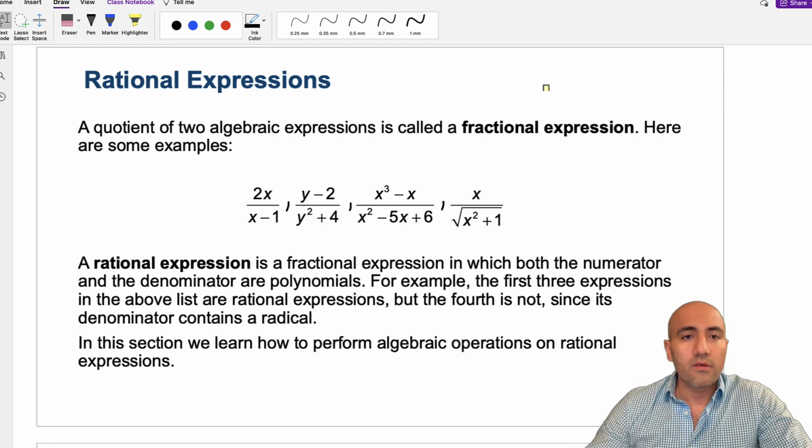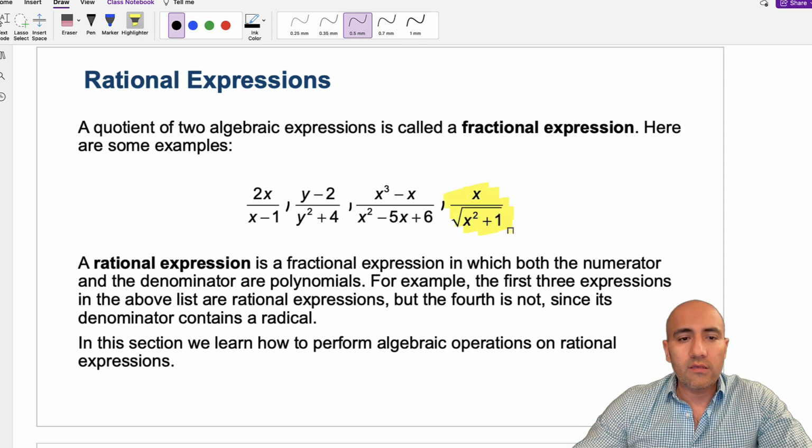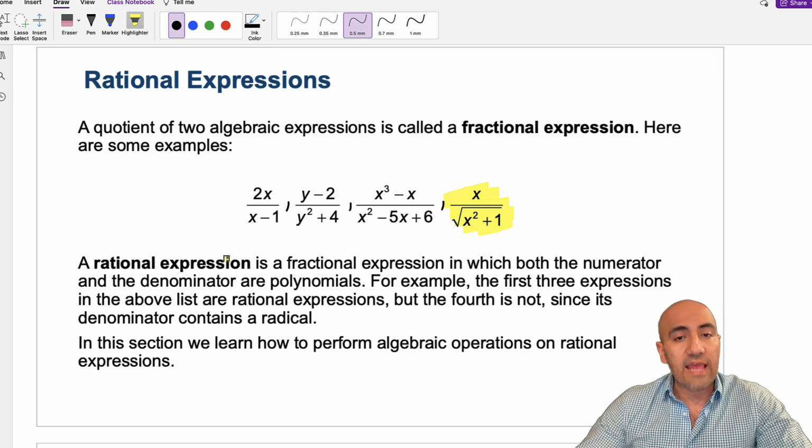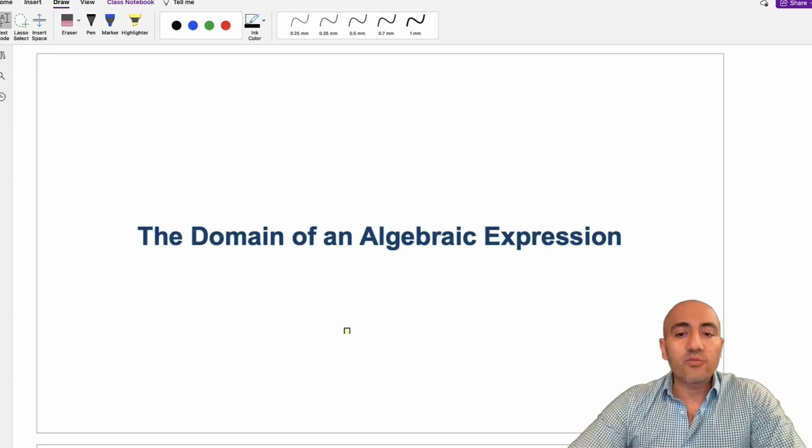Okay, so of these four examples up here, this one does not fit the form of a rational expression because it's got this giant root in the denominator. So the first three are examples of rational expressions. In this section, we're going to learn how to do algebraic operations on rational expressions, such as adding, multiplying, dividing, and so on. The domain of an algebraic expression.